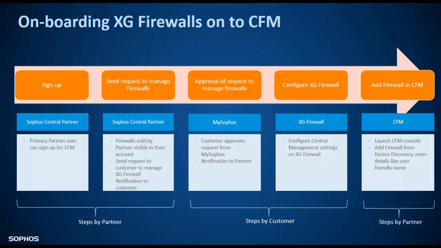You start with the primary partner administrator signing up for CFM access. Now this is a one-time activity. Then you can send your request to the customer to manage their XG firewall. The customer is notified over email and can log into My Sophos to approve the request, followed with configuring central management settings in their XG firewall. The last step in the process is you log into the Sophos Central Partner, launch the CFM console, accept the firewall by adding a friendly name and a few other details. Okay, let's go through these steps in more detail.